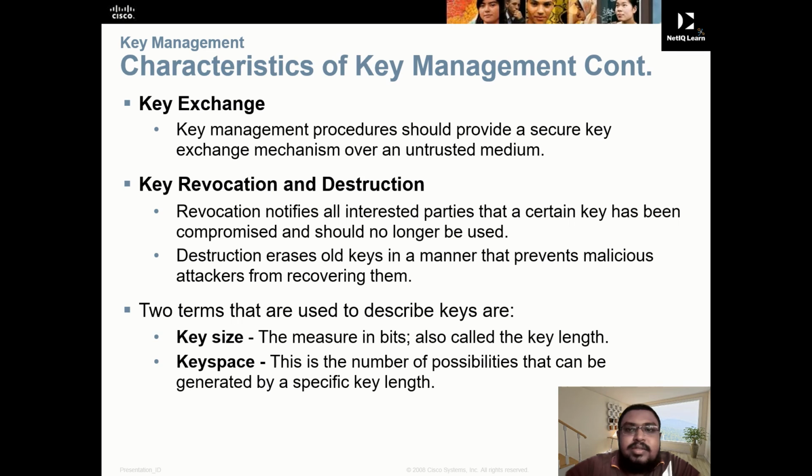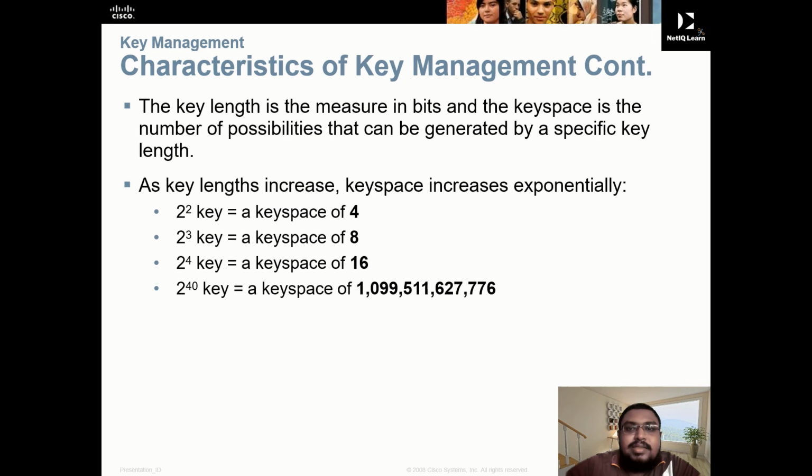Revocation notifies all the interested parties that a certain key has been compromised and should no longer be used. Destruction erases all keys in a manner that prevents malicious attackers from recovering them. Two terms that are used to describe keys are key size, the measure in bits, also called the key length, and key space, the number of possibilities that can be generated by a specific key length. As key lengths increase, key space increases exponentially.